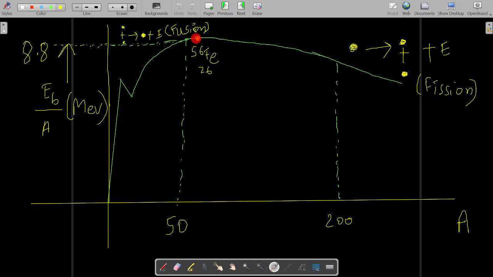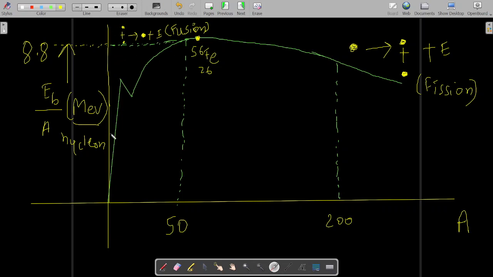Then it reaches a maxima. Binding energy per nucleon reaches a maxima at Fe56. Corresponding to that maxima, the binding energy per nucleon is of the order of 8.8 mega electron volt per nucleon. So over here it reaches a maxima, and this maxima is 8.8 mega electron volt per nucleon.